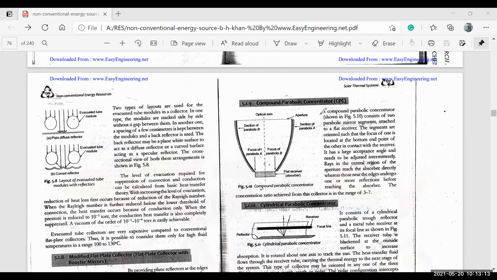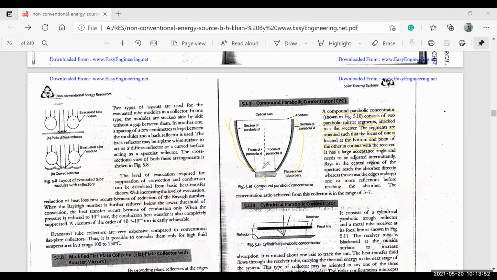Okay, so see, a compound parabolic concentrator consists of two parabolic mirror segments attached to a flat receiver. This is the flat receiver, and these are your two parabolic mirror segments. The segments are oriented such that the focus of one is located at the bottom end of the other, which is in contact with the receiver.